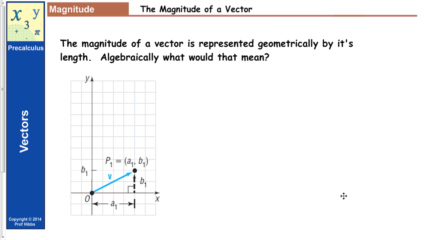The idea here is we need to memorize a couple of things. And so I've got a little diagram here to say we've got this vector v, and we'll suppose its components are a sub 1 and b sub 1.